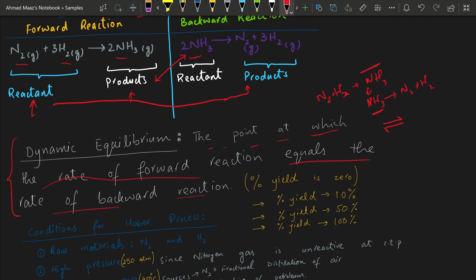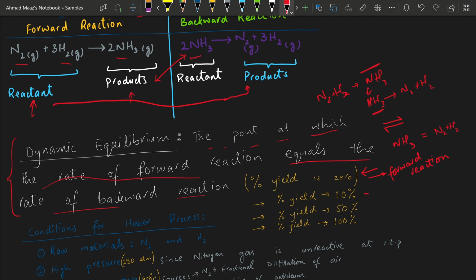At this point, the percentage yield is 0. Alright, we do not obtain any net ammonia. And when we talk about the yield, we always focus on the forward reaction. So at the dynamic equilibrium, the amount of ammonia that is being produced is equal to the amount of nitrogen and hydrogen gases that are being converted back from ammonia.